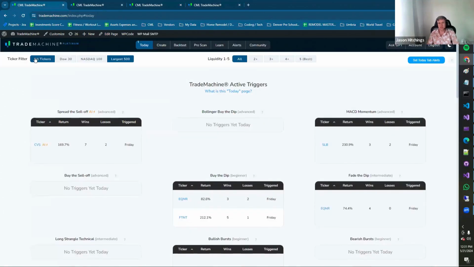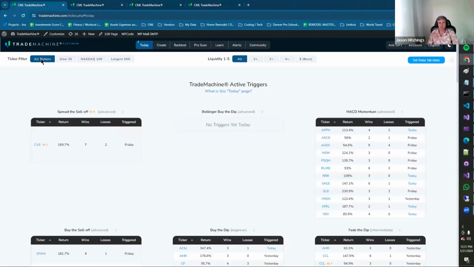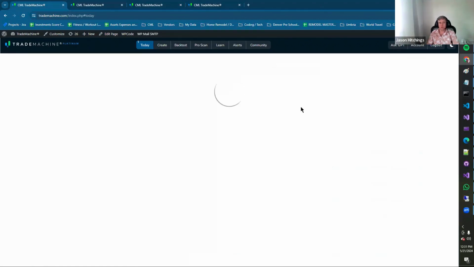Different market conditions cause different things to trigger, more or less frequently. Really, the main reason we had this initially was because they were more liquid. So the liquidity filter is a pretty powerful tool. I find myself not using ticker filters that much anymore and really using the liquidity filters.